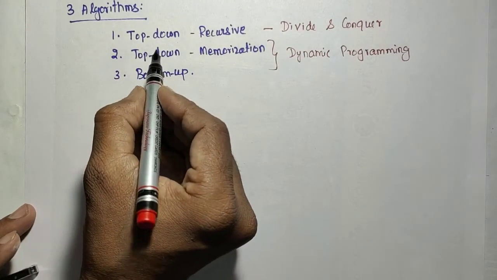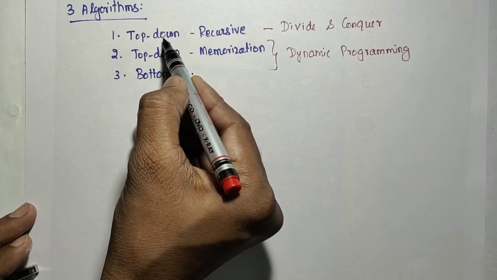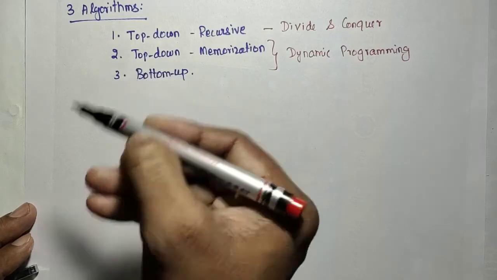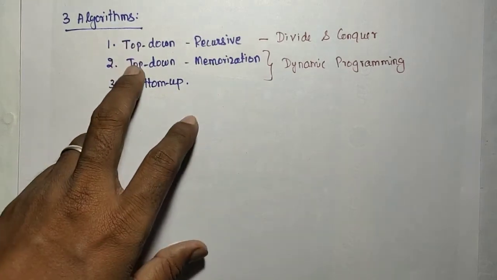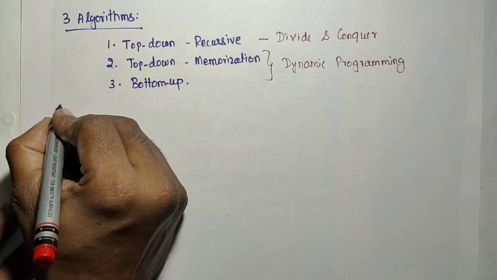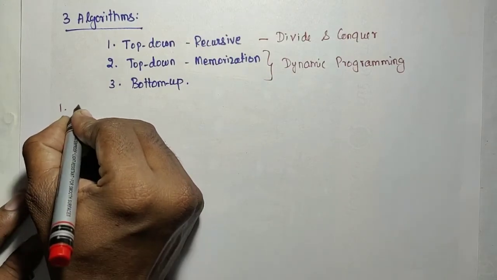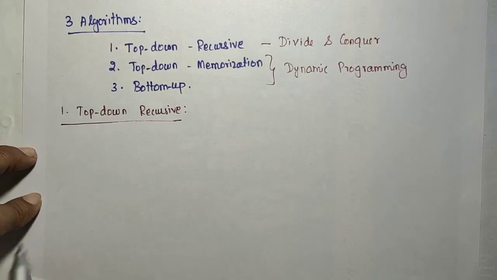This variation is just to understand the conversion of the recursive top-down to top-down memorization, how to do it. Then what is the standard bottom-up? First we will see the top-down recursive algorithm. First one, here that algorithm is very simple.